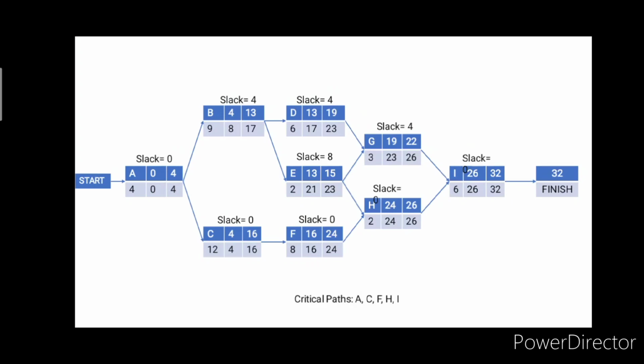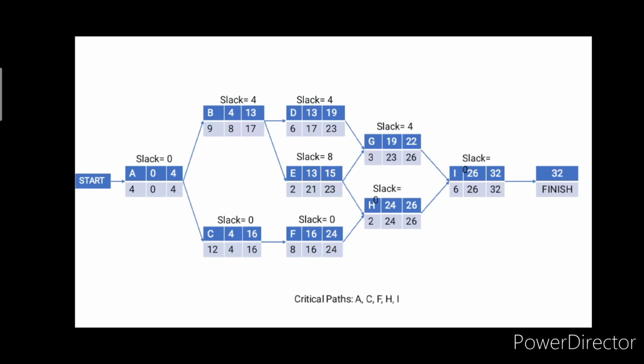Here is the data showing the activities and estimated time. A has no predecessor, so it will be 0 and we add it to the time, so the answer is 4. B needs A, so we add 4 and 9, equal 13. C also needs A, so we add 4 and 12, equal 16. D and E need B, so we add 13 to both of them. So 13 plus 6 is 19 and 13 plus 2 is 15. F needs C, so we add 16 and 8, equal 24.